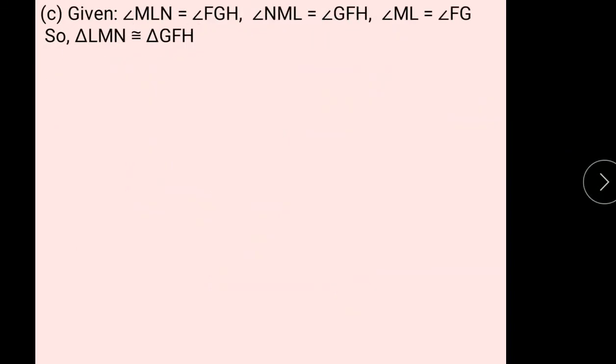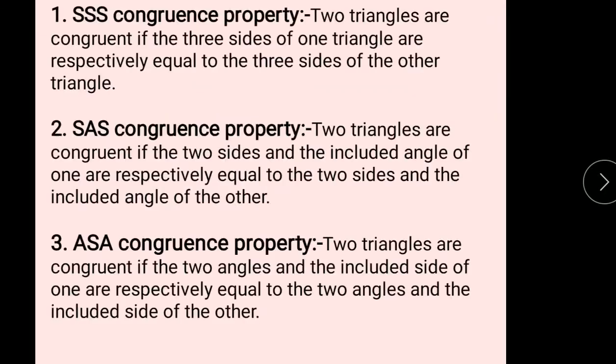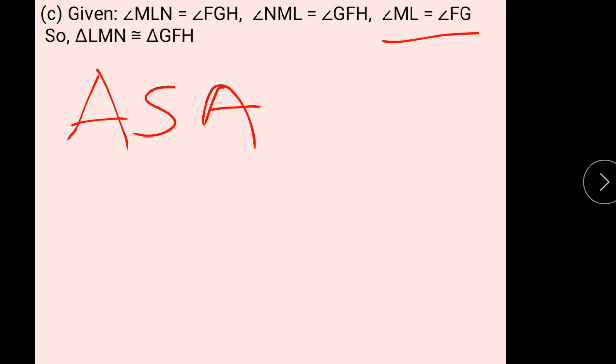Let us proceed to part C. Given angle, another is also angle, and angle ML is equal to FG. So all three are angle, angle, angle. Do you see any property here? Angle, angle, angle? No, not at all. So what are you going to say for this? This is ASA. Do not get confused, dear children.